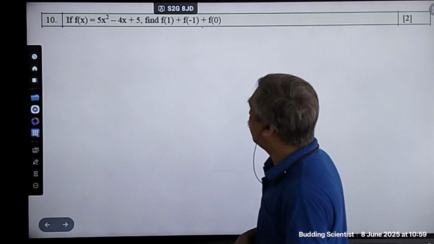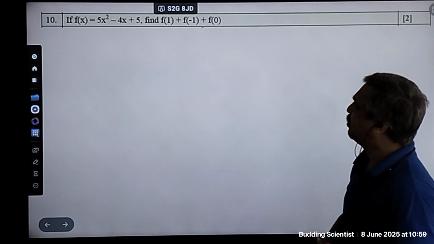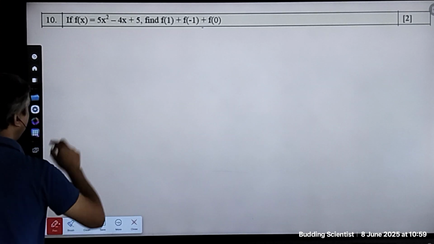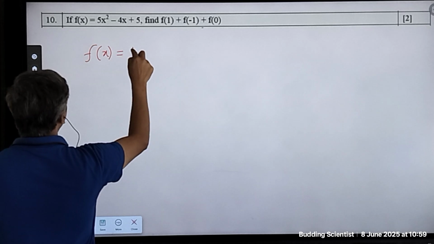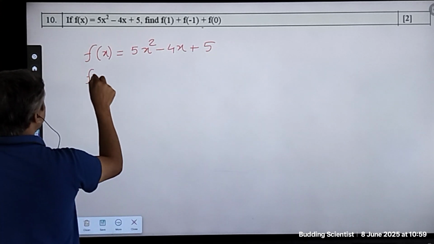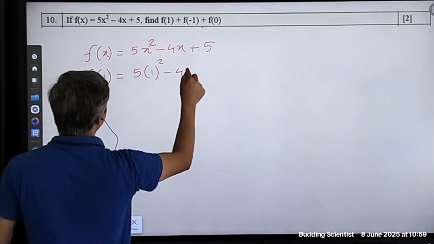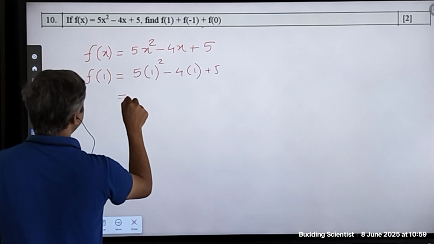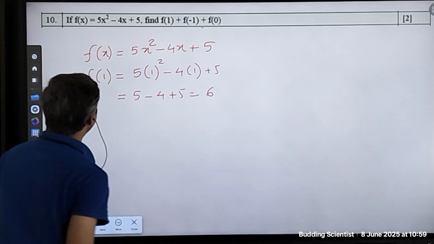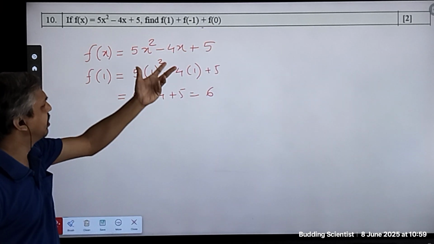Question number 10, f(x) is equal to 5x square minus 4x plus 5. Find f of 1 plus f of minus 1 plus f of 0. I am not solving this, I am only telling you this much. f(x) is equal to 5x square minus 4x plus 5. So f of 1 is equal to 5 into bracket 1 square minus 4 into 1 plus 5. This is equal to 1 square is 1, 1 into 5 is 5, minus 4 plus 5 is equal to 6. So f of 1 is 6. Find the value of f of minus 1 and find the value of f of 0 and add them together.